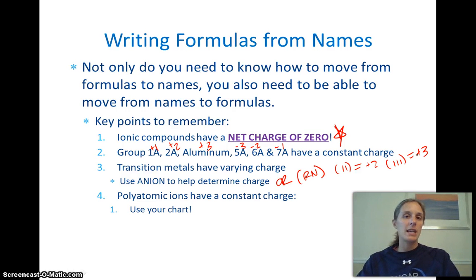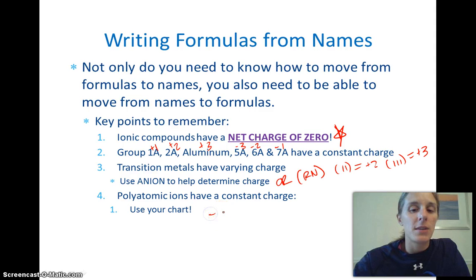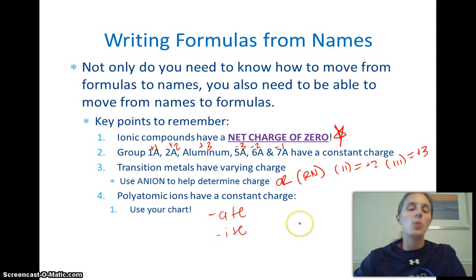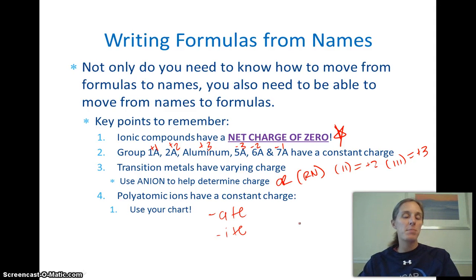And if you're dealing with a name that has a polyatomic ion present, you can use the back of your periodic table to determine the charge and what the compound looks like. So remember, if you're looking at a name and you see something that ends in ate or ite, that means you have a polyatomic ion. So flip that periodic table over and look at the back. Let's try a couple of examples.